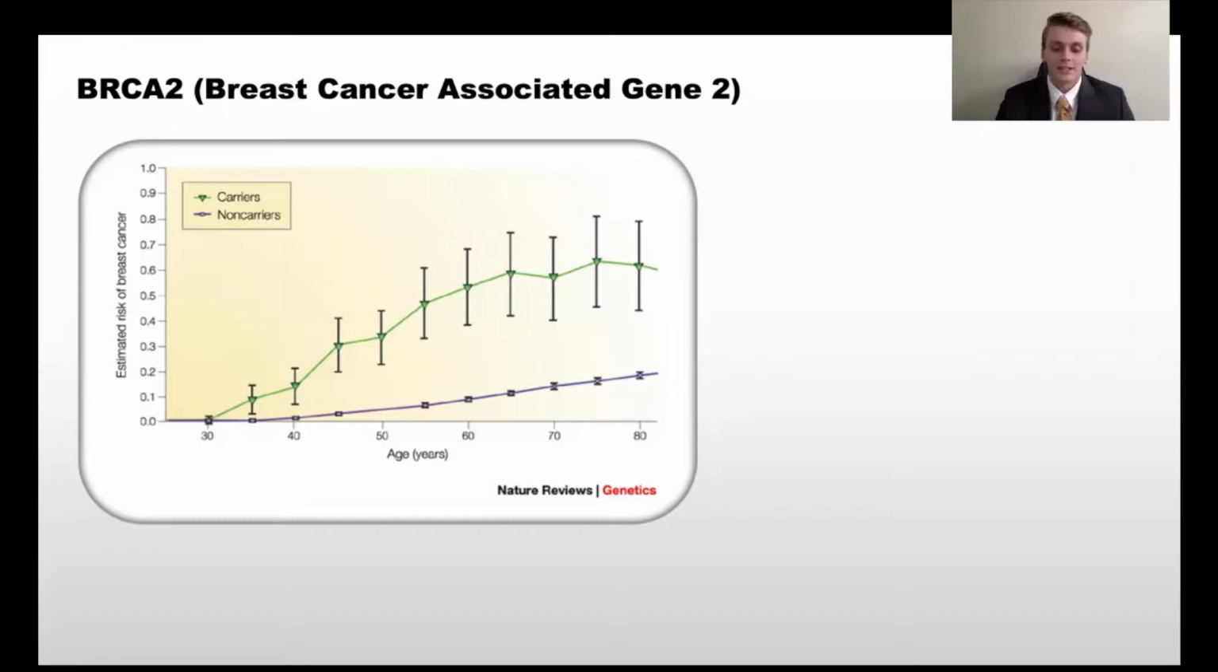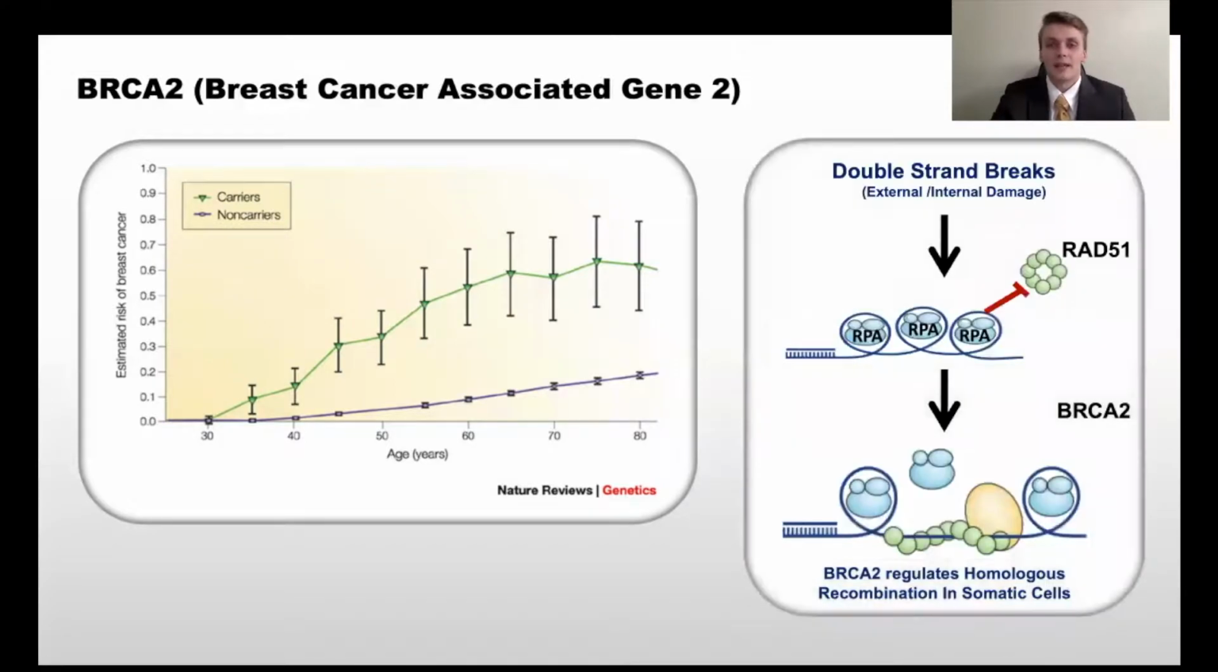This graph here depicts the staggeringly higher risk of developing breast cancer for carriers of a mutated BRCA2 gene as opposed to the relatively low risk for non-carriers. While many of the functions of BRCA2 are still being investigated, one of its main roles is regulating an error-free mode of DNA repair, known as homologous recombination.